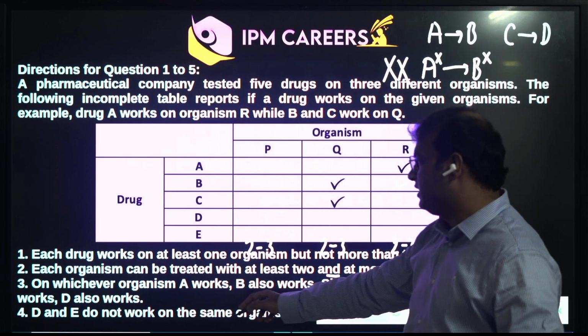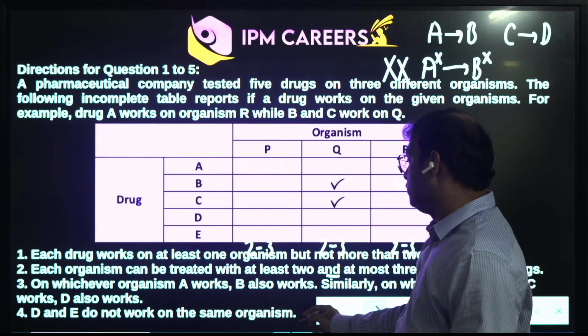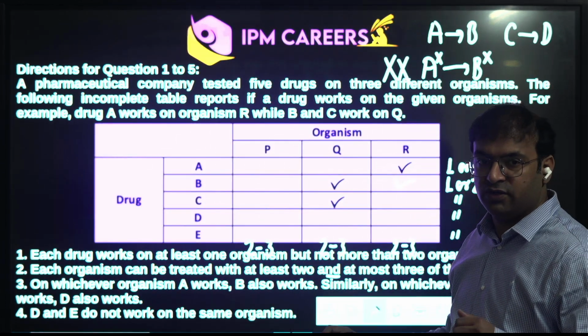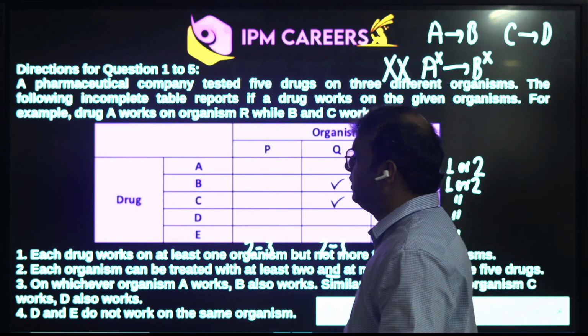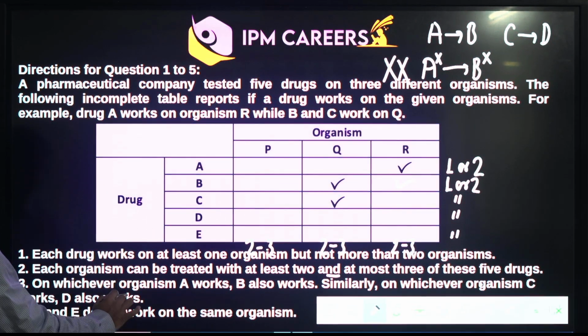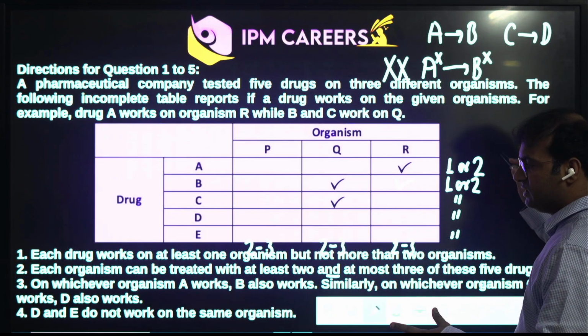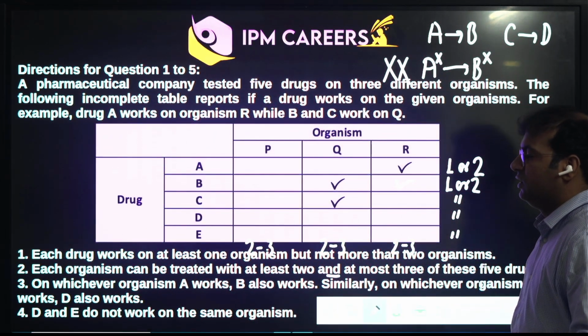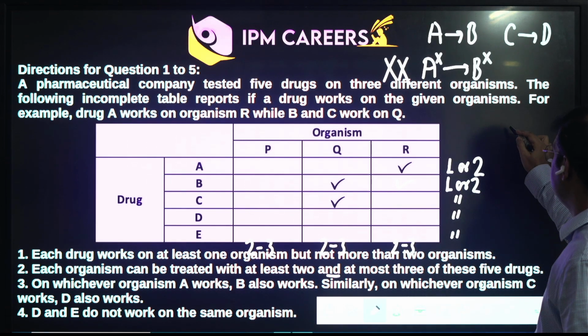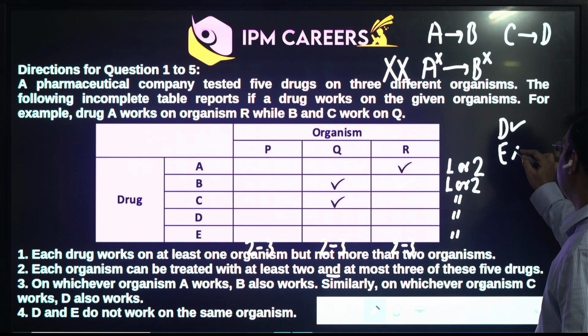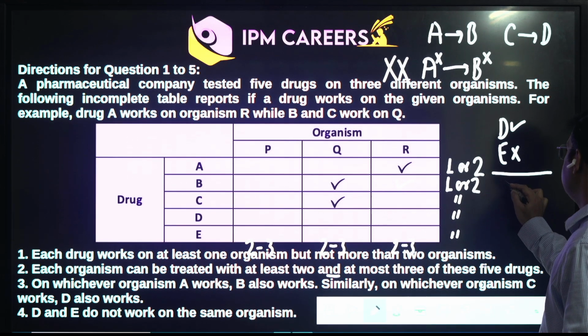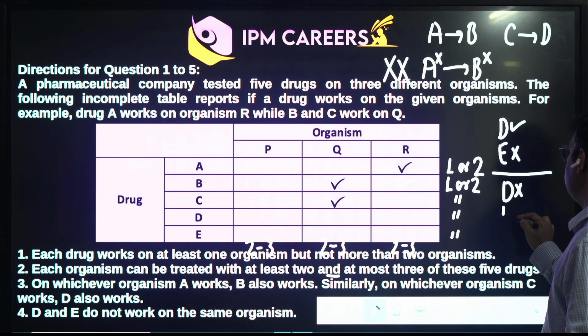Now, the last line is that D and E do not work on the same organism. The meaning of this is also very crucial to understand. So what is the meaning of this? They should not work on the same organism. That means, let's say if D is working on an organism, E should not work, or if D is not working on an organism, E can work.